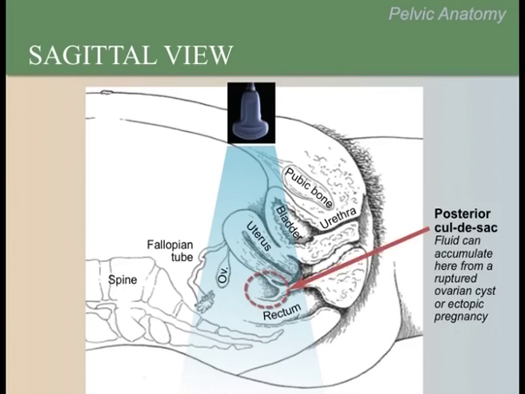Note that there's a space behind the uterus called the posterior cul-de-sac, where fluid can accumulate if the woman has a ruptured ovarian cyst or ectopic pregnancy.